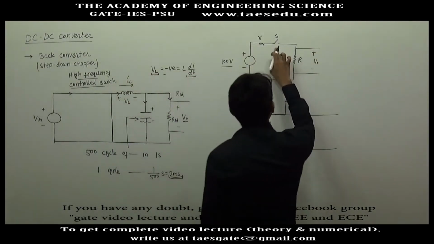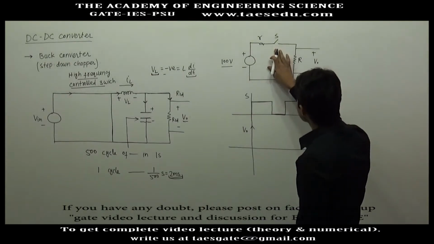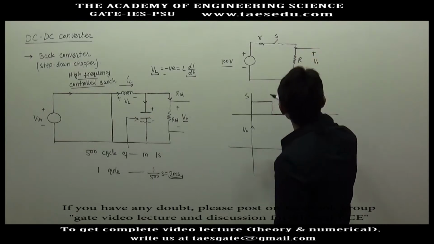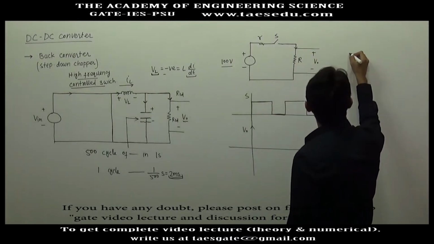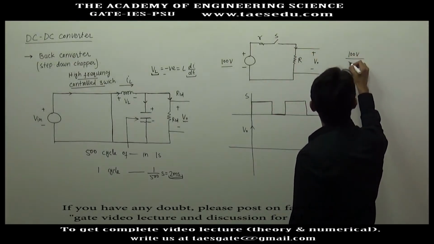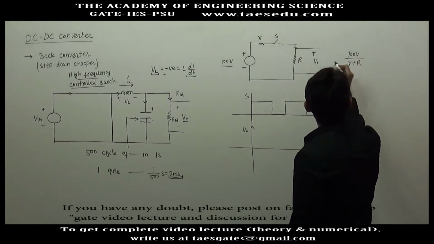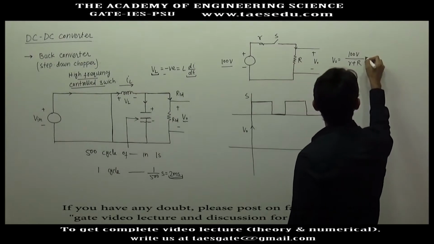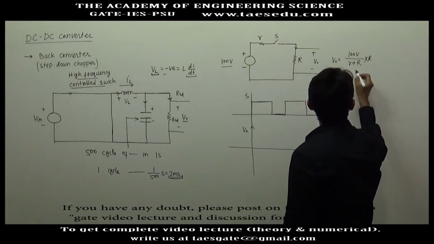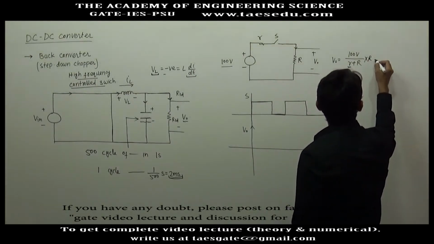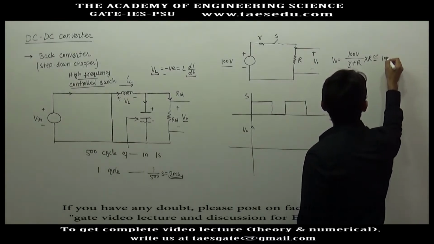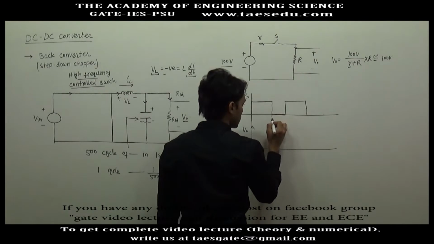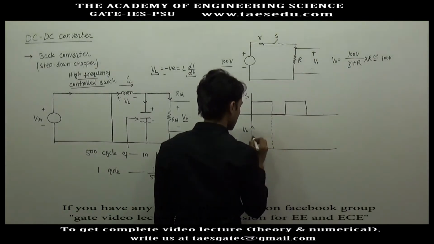So when the switch is connected, there will be a current flow. The current will be 100 volt divided by r plus R, and V naught will be 100 divided by small r plus R into capital R. If r is very small, the voltage will be approximately 100 volt. So when the switch is connected, the output voltage will be 100 volt.